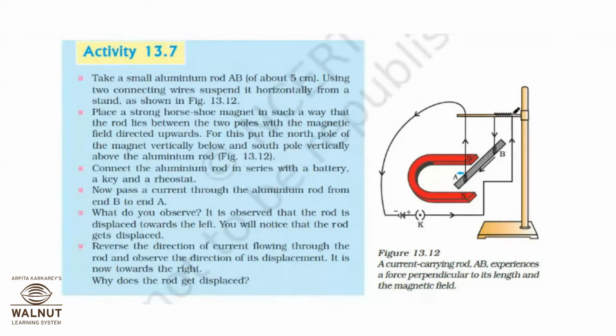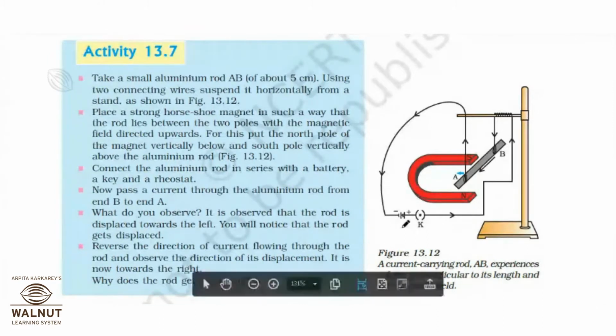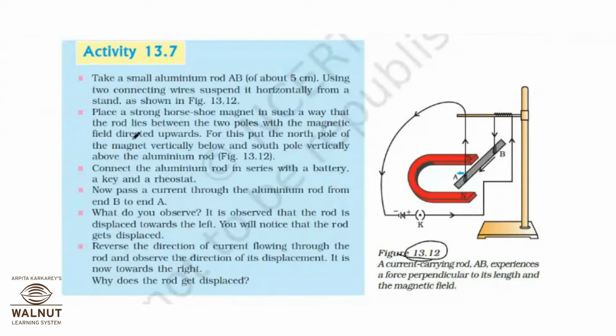So you can suspend it like this as shown, and you can make the connections as shown in figure 13.12. Place a strong horseshoe magnet in such a way that the rod lies between the two poles with the magnetic field directed upwards. See, this is a horseshoe magnet, right? This is the north pole of that magnet, this is the south pole of the magnet, and in between these two poles I have placed this aluminium rod.